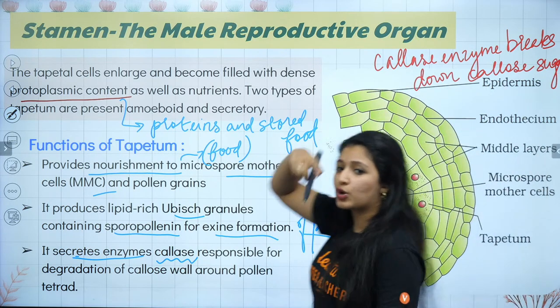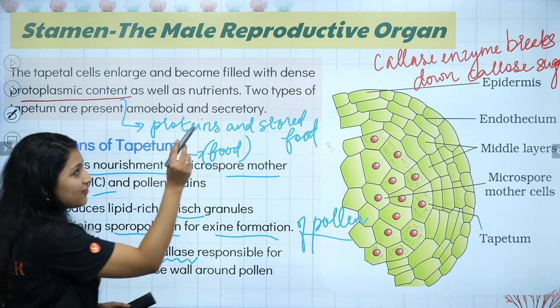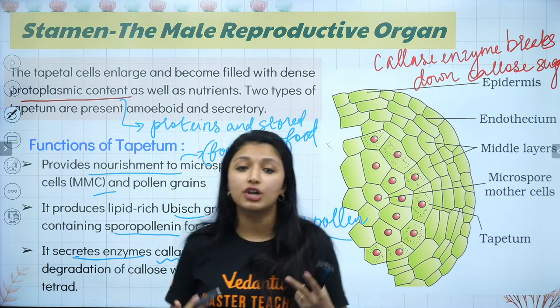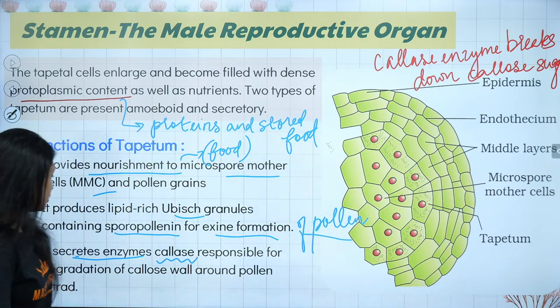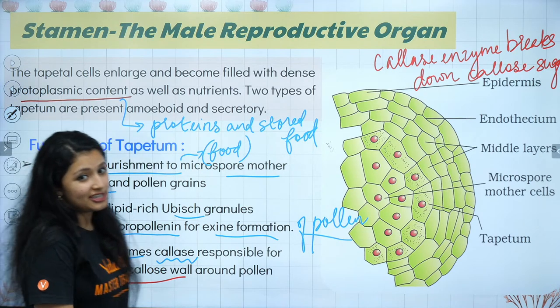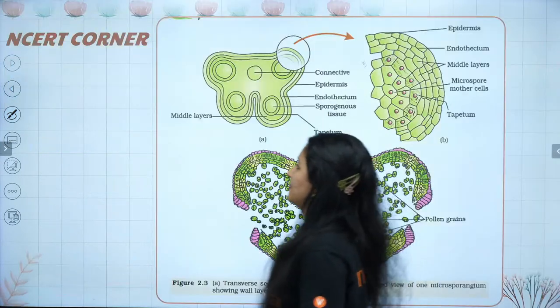Now, where is callose sugar, that I will teach you. But what is the function of the callase enzyme? It helps in breaking down or dissolving callose, the callose wall around the pollen tetrad. Where is the pollen tetrad coming? That also I will teach you. On the way, it's coming up.